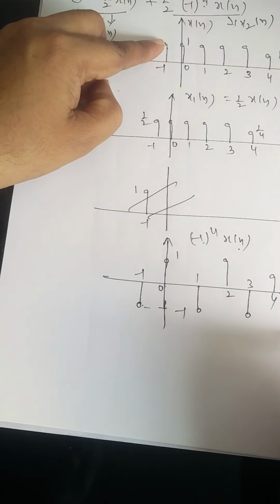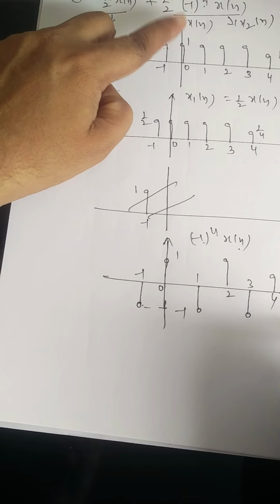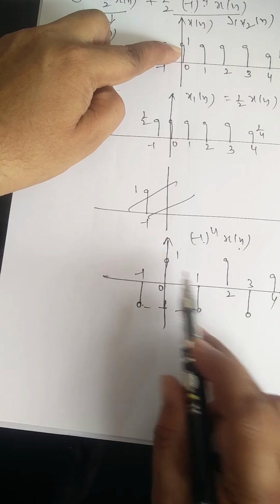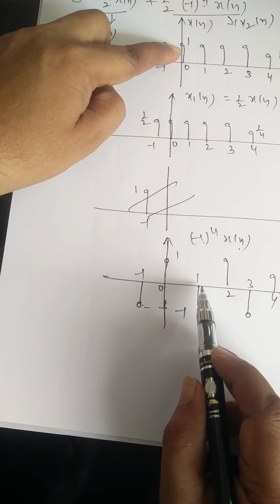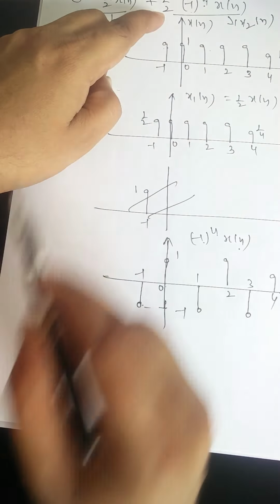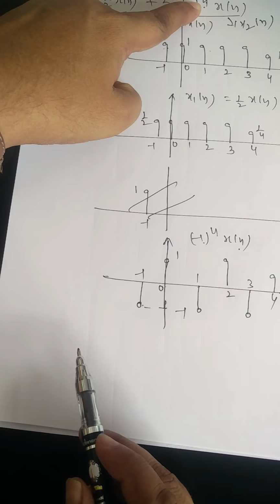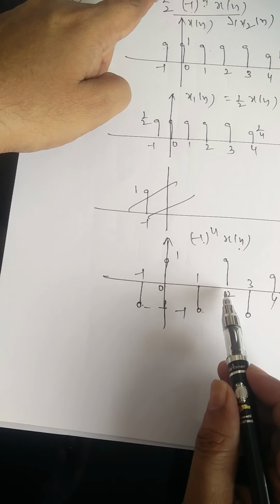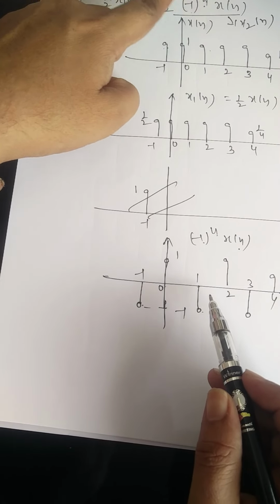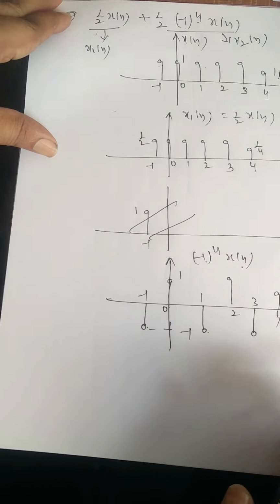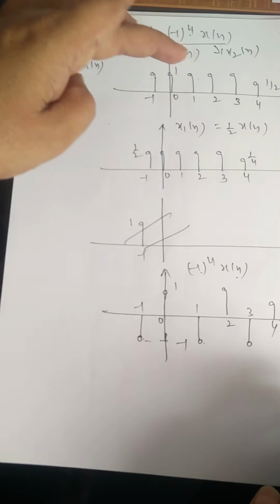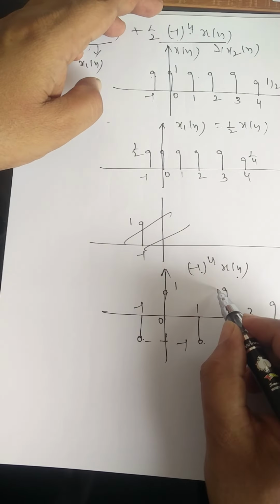When n is 0, minus 1 whole to the power of 0 value is 1. 1 into x of 0 value is 1. 1 into 1 will become 1. When n is plus 1, x of 1 value is 1, and minus 1 whole to the power of 1 will become a minus sign. That's why I'll get minus 1. When n is 2, minus 1 whole to the power of 2 will become plus 1. Then it will become plus 1 into x of 2 value is 1. That will get 1 as it is.